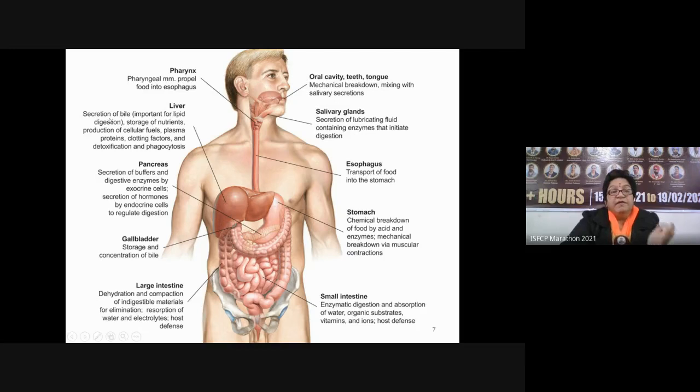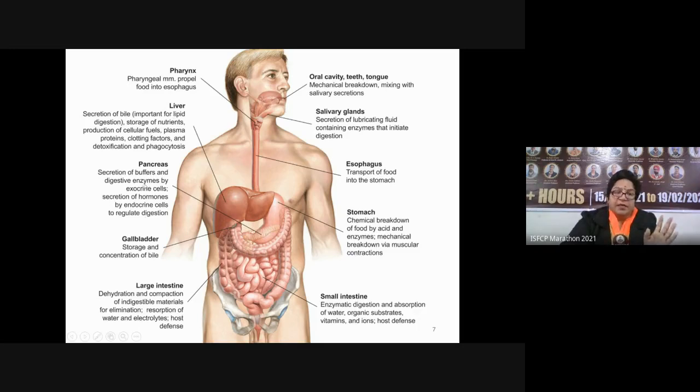The liver secretes bile. Okay, bile is important for lipid digestion. The fats that we take cannot be digested without the help of bile. Storage of nutrients, production of cellular fuel, that is the energy that is required, the plasma proteins, clotting factors, and detoxification all happen in the liver. Now come to the pancreas. What does the pancreas do? Secretion of buffers and digestive enzymes by exocrine cells, and secretion of hormones by endocrine cells to regulate digestion. All these functions are played by the liver and pancreas.